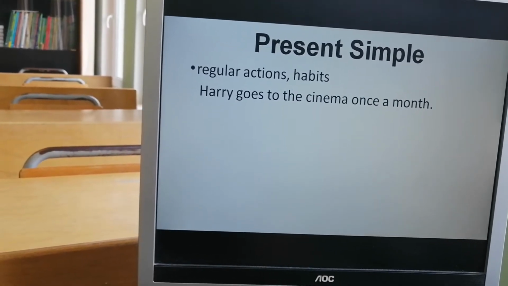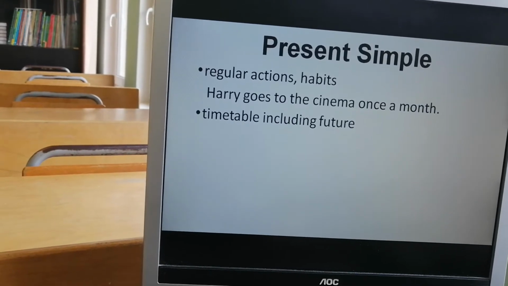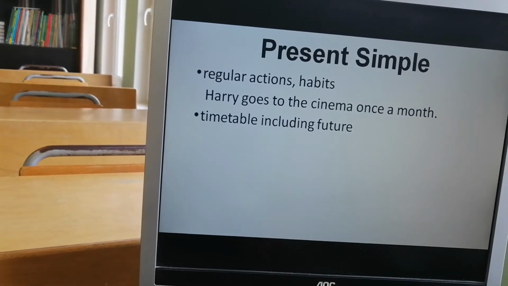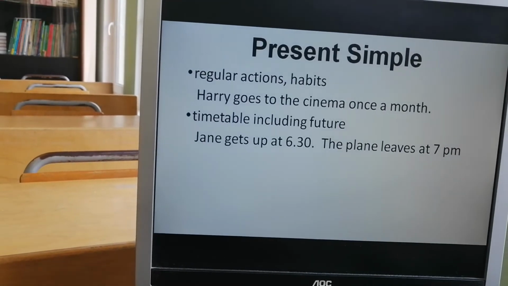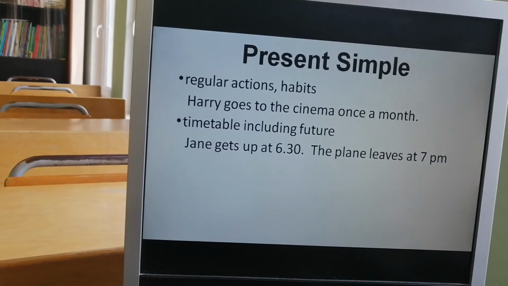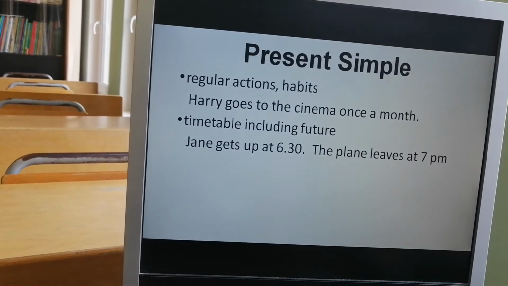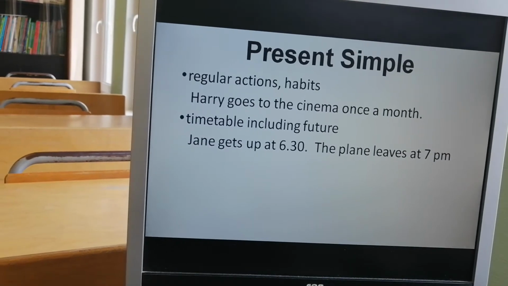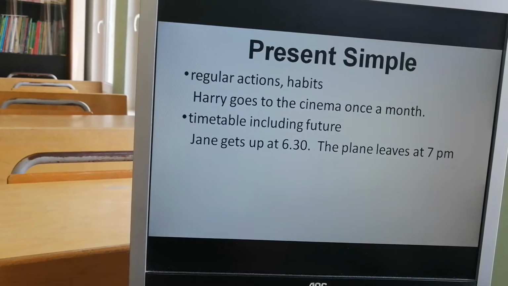Next, we use present simple to talk about timetables, including future. Things like Jane gets up at 6:30. I have piano class on Monday. The plane leaves at 7 p.m. The concert starts at noon, and so on.